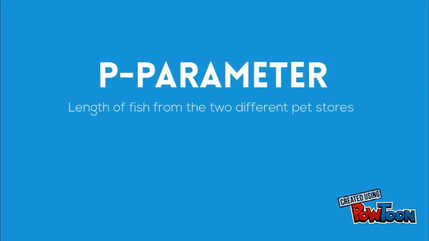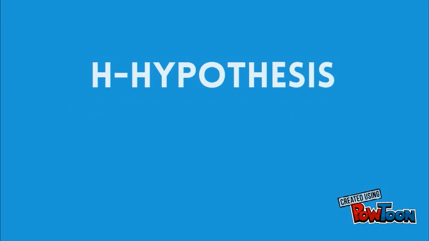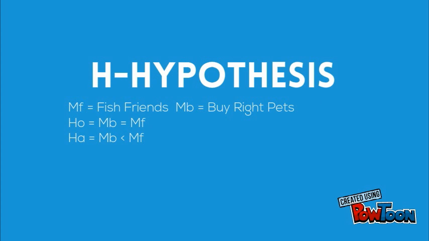Now, as well, we are going to be using PHANTOMS, of which, again, P, our parameter, which is being measured, is the length of fish from the two different pet stores. Now for H, μF means Fish Friends, and μB means Buy Right Pets. For our null hypothesis, μB is equal to μF, and for our alternate hypothesis, μB is less than μF.